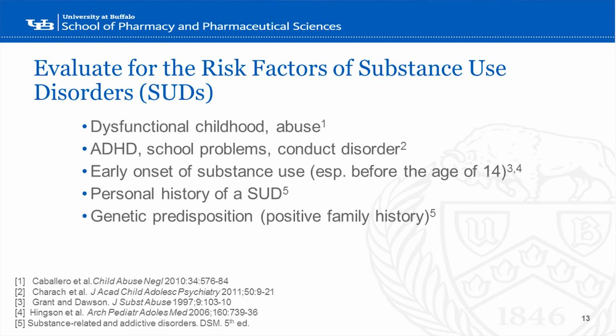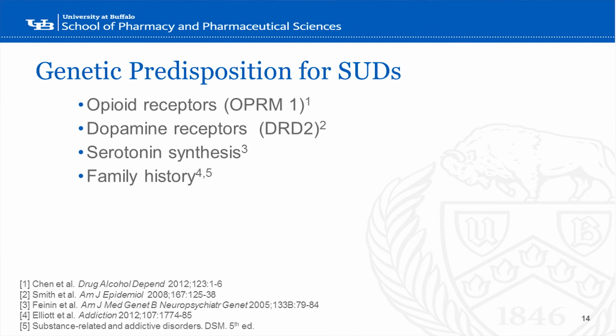Obviously, anyone who's had a personal history of an addiction in the past is at risk, and those with a positive family history may carry the genetic predisposition for addiction. This genetic predisposition is mediated through changes in our genome. So we know that there are single nucleotide polymorphisms, SNPs, which alter the basic structure of opioid receptors, which predispose people to addiction. We also know that there are changes in dopamine receptors, serotonin synthesis, and these things seem to then lead to this positive family history that would tip us off for individuals who are at risk for addiction.